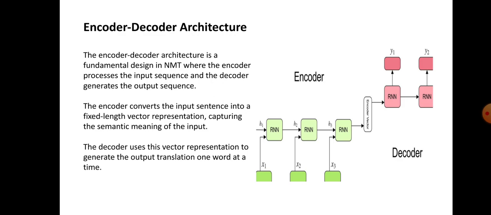So in the diagram you can see the encoder processes the input sentences to produce the encoder vector, a fixed length vector, and the decoder gives the output one word at a time, using the vector representation to generate the output translation. So it is used in the fundamental design of NMT.